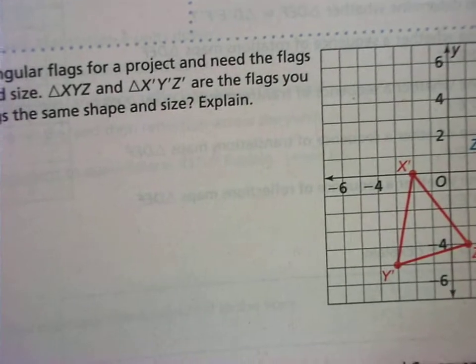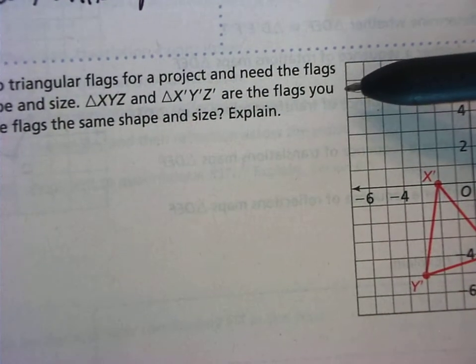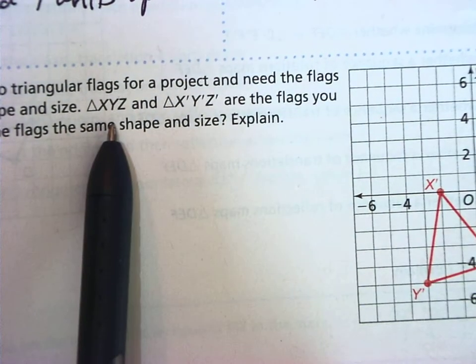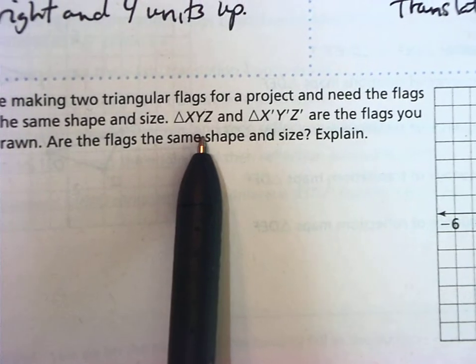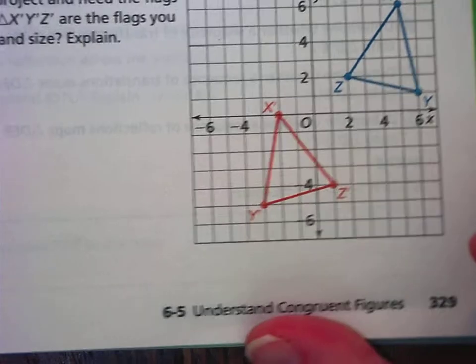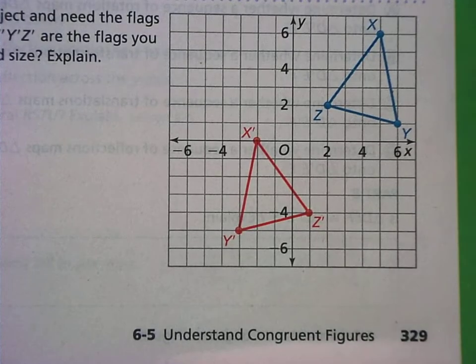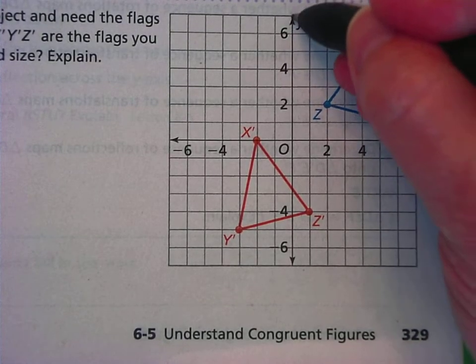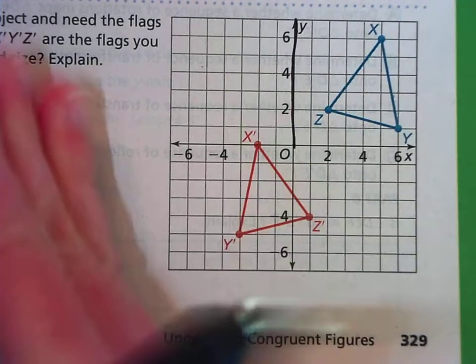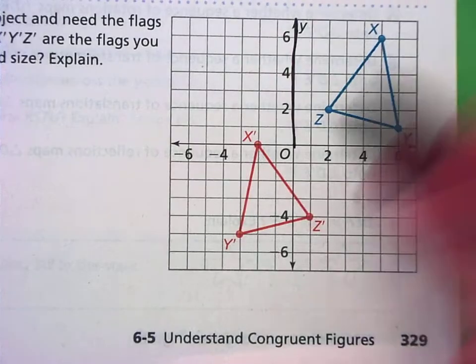All right, let's do another one. You're making 2 triangular flags for a project and need the flags to be the same size and shape. Triangles are the flags that you drew. Are the flags the same size and shape? Well, folks, if we can come up with a sequence to map one onto the other, then we could make it the same size and shape. So one of the things I could do is reflect over the y-axis to get them facing the right way.